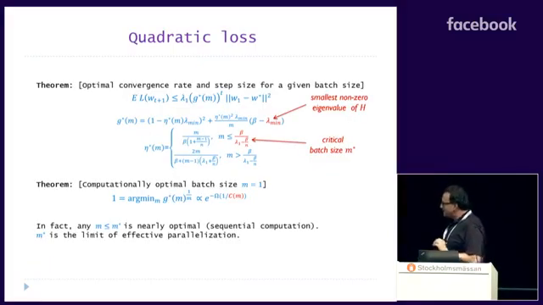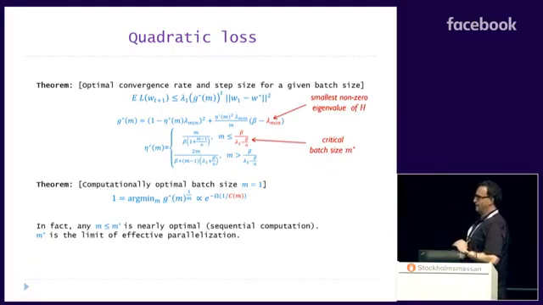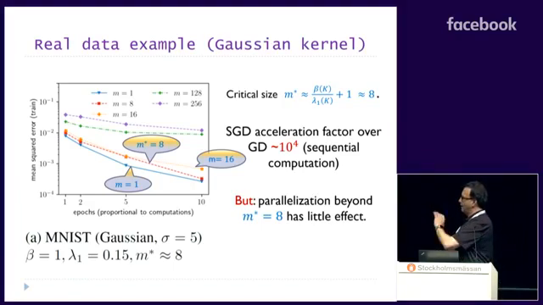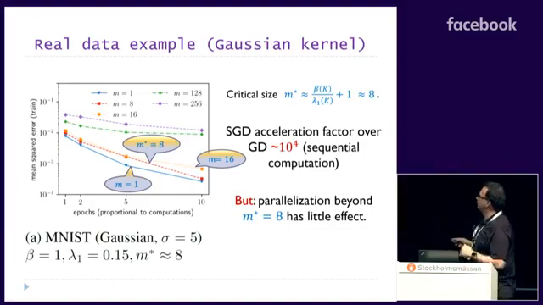Okay, but m star is kind of the limit of effective parallelization. So let me give you one example of this. This is specific to a kernel method with a Gaussian kernel, where we can actually figure out exactly what those quantities are. It turns out that we roughly know what lambda 1 is, and beta is equal to 1. So we can actually estimate m star precisely. It's very close to 8.